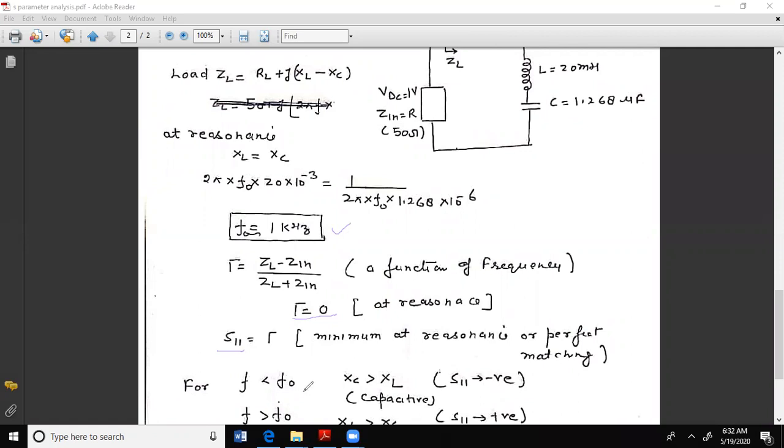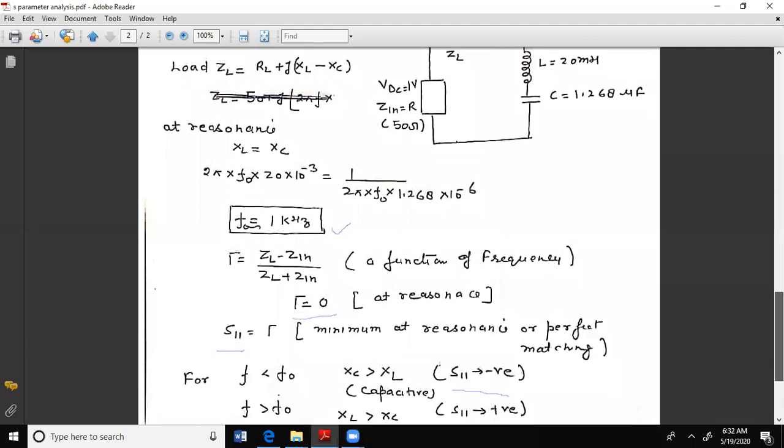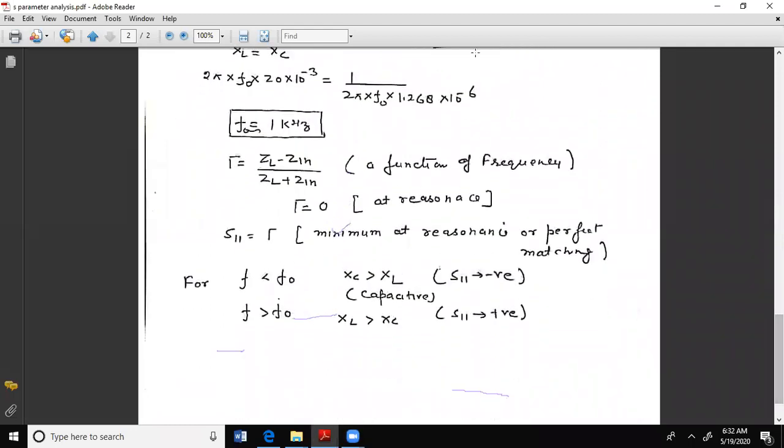Next we will show in the simulation that when F is less than F naught, the load is capacitive, so the value of S11 is negative numerically. When F is greater than F naught, the total load is inductive, and we calculate S11.